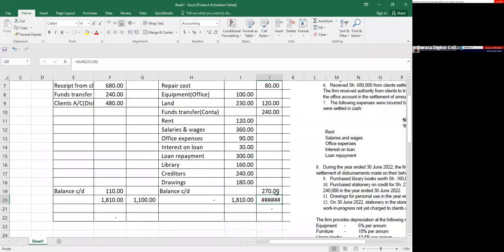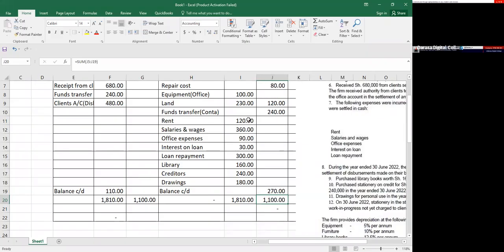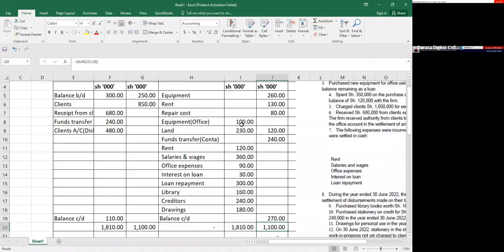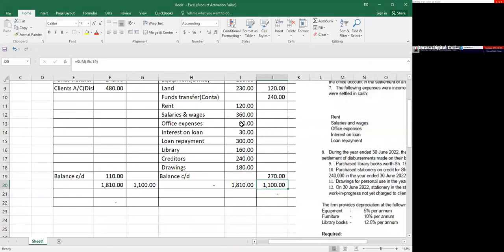We have closed that account of ours. We have closed our cash book account. Basically, that is what you're supposed to do on that.